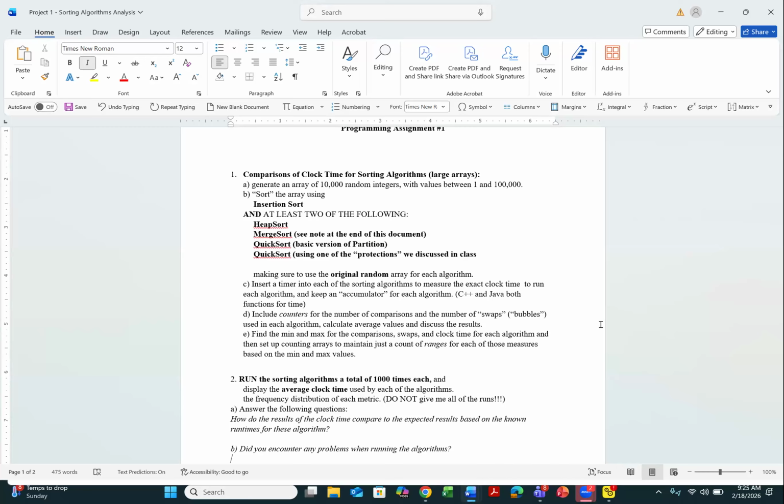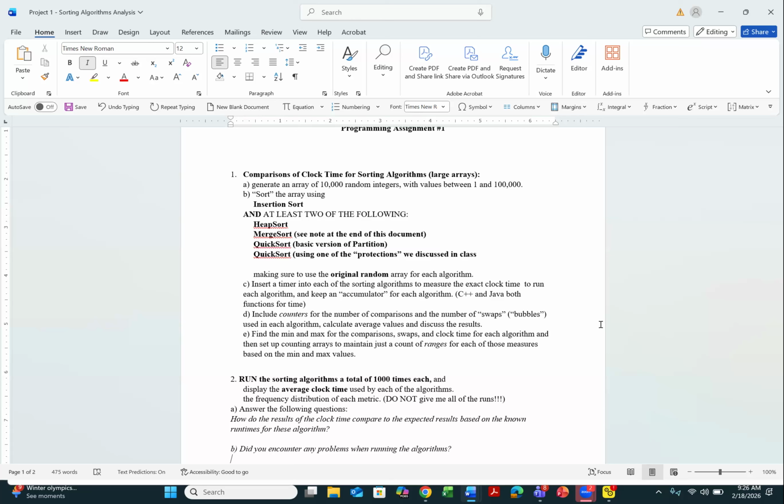And build an accumulator so that when you run this many times, you can find an average clock time. I don't want to see a listing of 1,000 runs of sorting algorithms and their times. I want to see the minimum one, the maximum one, and the average.